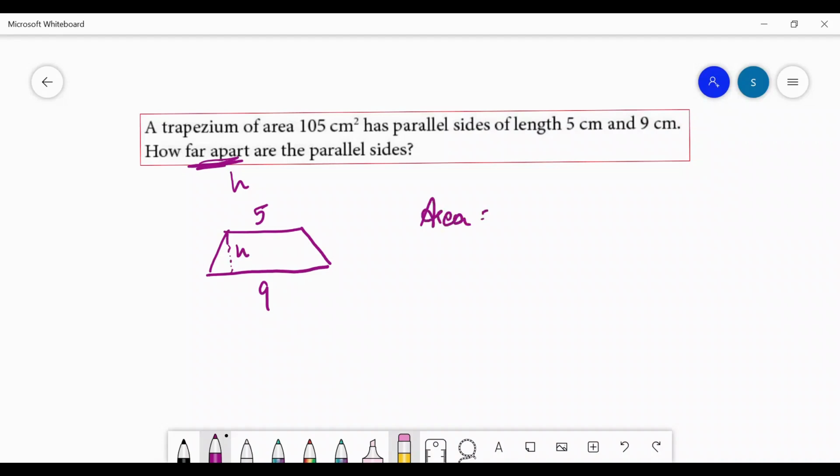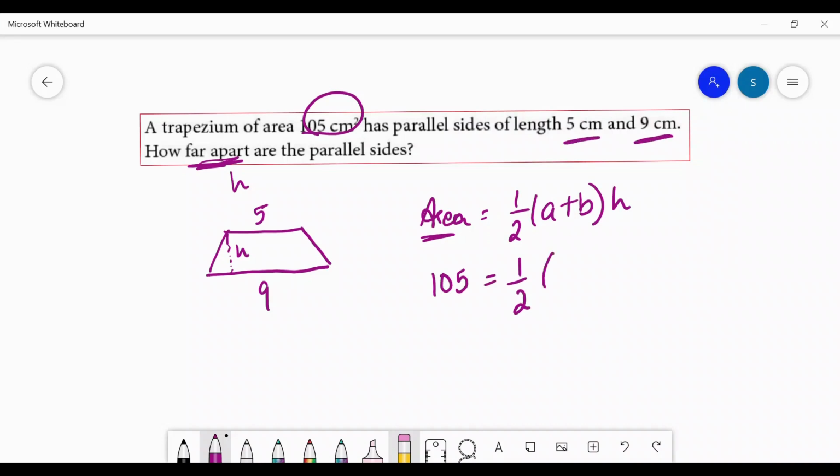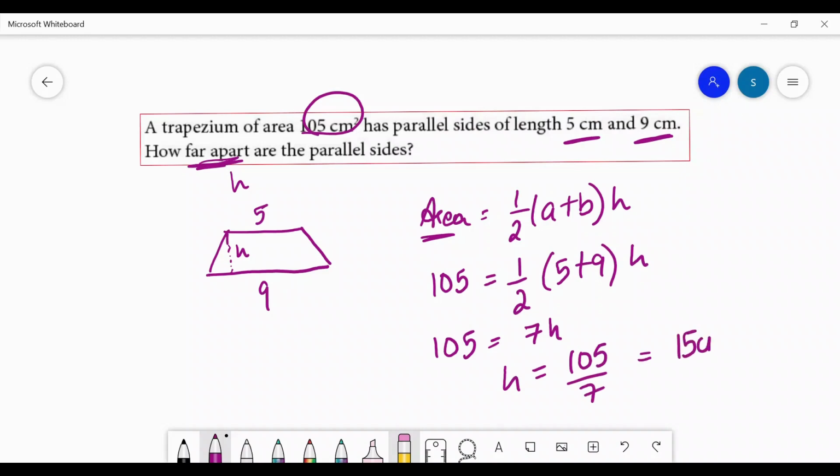The area of a trapezium is given by the formula half a plus b into h. Area is already given in the question, so let's just put that in the equation here. Half a and b are the lengths of the parallel sides. 5 plus 9 h. So 105 equal to 7h. H equal to 105 by 7, which is 15 centimeters. So that's the distance between the parallel sides.